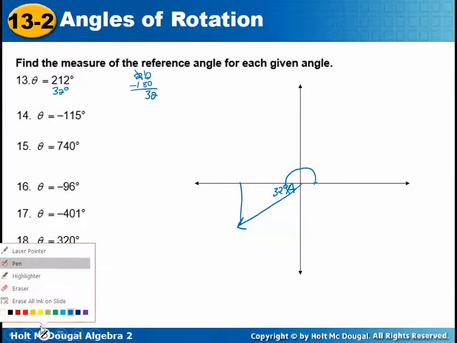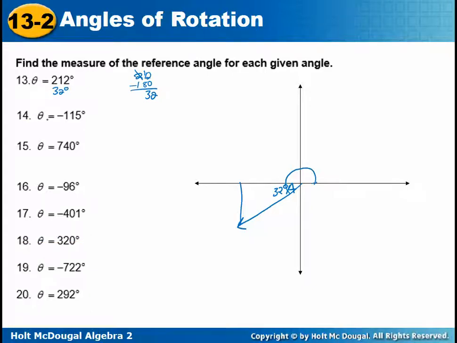Now let's try one that's negative, like number 14. Theta is equal to negative 115. So this time we always start here. We start on the x-axis, and we're going to go, there's 90. Now I have to go more than that, and it's going to be in this third quadrant as well. So 180 minus 115 is 65. So this one would have a measure of 65.